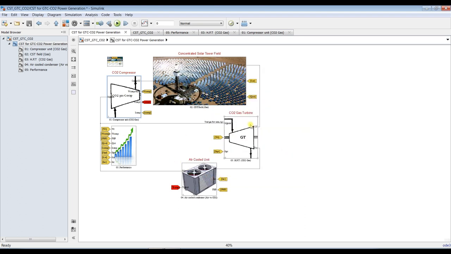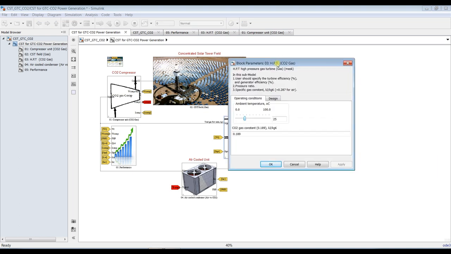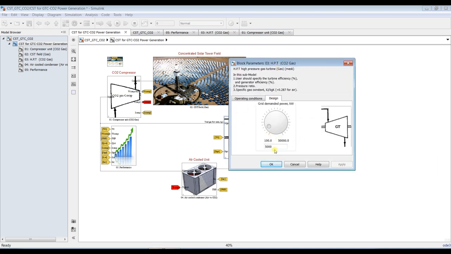For the gas turbine cycle, what is the power that we are going to deliver? Suppose I'm going to deliver 1000 or 200, let it be 250 kilowatts of power. And the same for ambient temperature. This is important for exergetic analysis inside the block, because this model is for energy and exergy analysis.